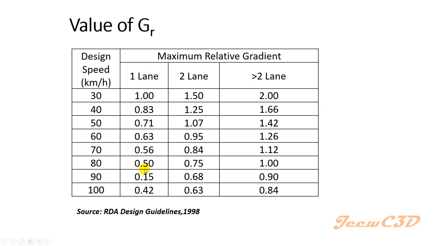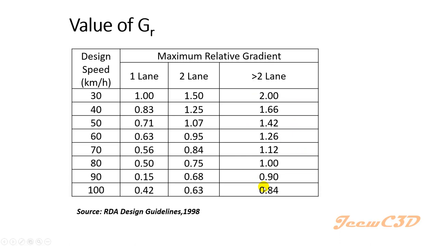If you are designing for 50 km per hour and it is a two lane road, you should take 0.671 as GR. If it is a four lane road, two lanes would be rotated on one side. You have to use this two lane column. If the number of lanes is more than four, you have to use this column.